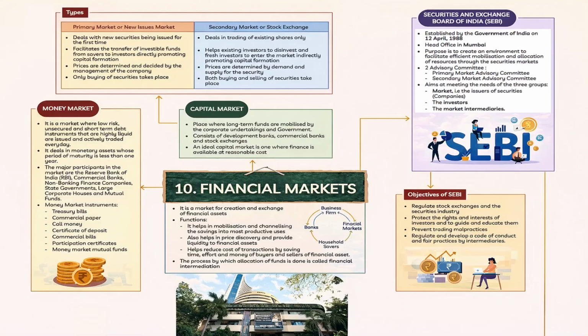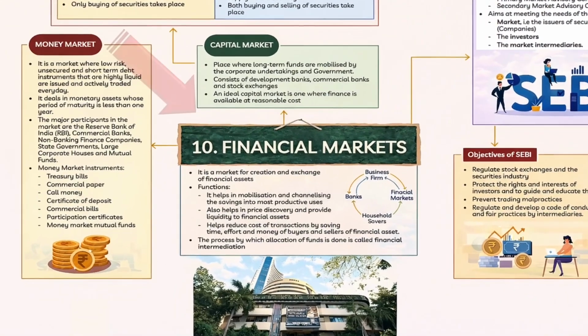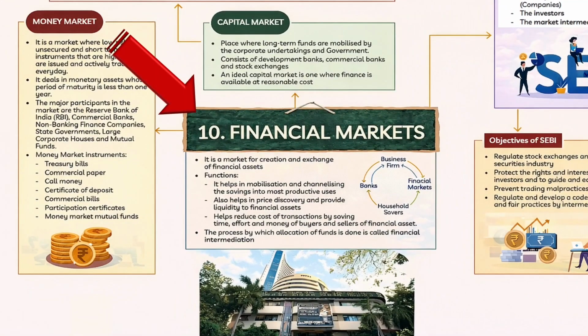In today's session, we are going to revise chapter number 10 on the financial markets. So let us start. Now, all businesses in our country operate in an economic system. And this economic system is made up of two sectors.